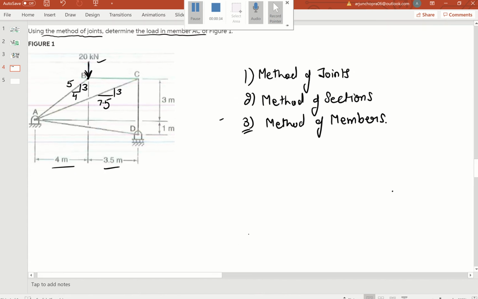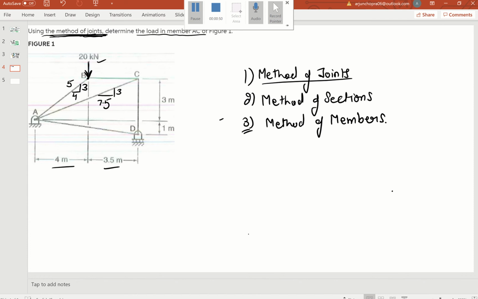To solve this particular question, I will use the method of joints because that's being asked of me. Let's start with this question then. So what is the method of joints? I'll give you a little bit of briefing about the method of joints.